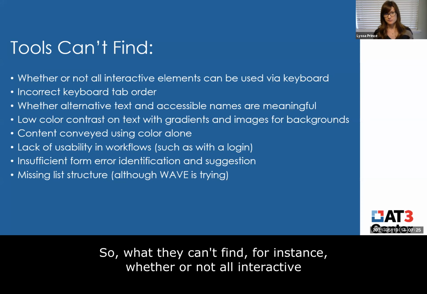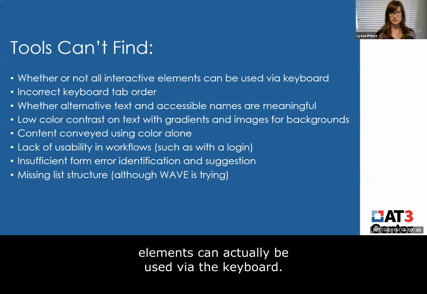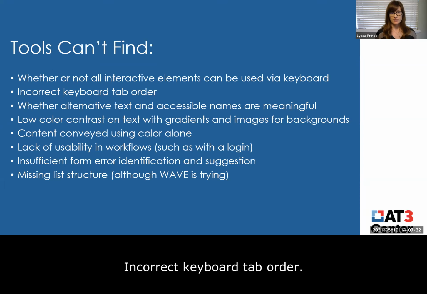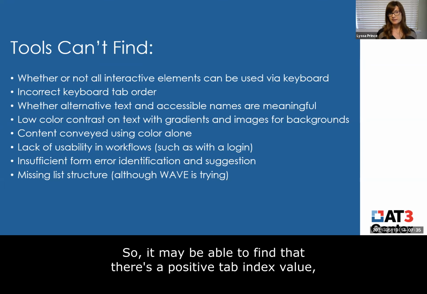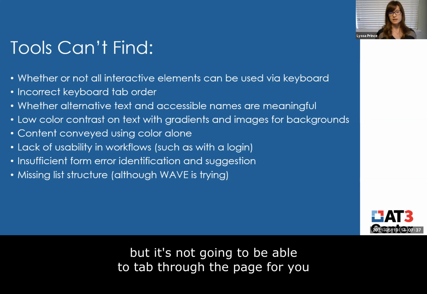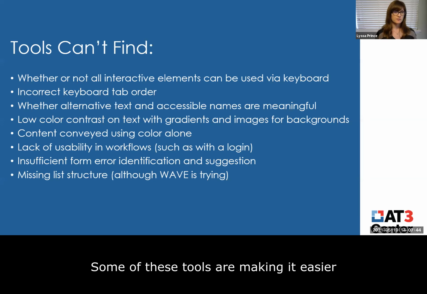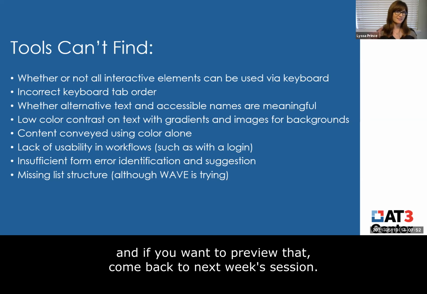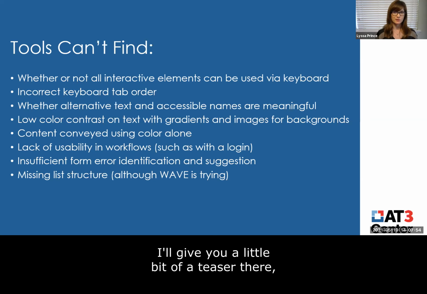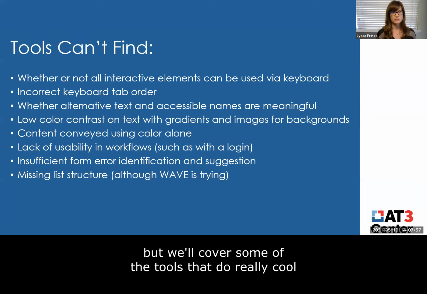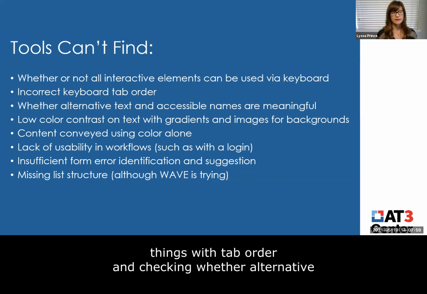So what they can't find, for instance, is whether or not all interactive elements can actually be used via the keyboard. Incorrect keyboard tab order. So it may be able to find that there's a positive tab index value, but it's not going to be able to tab through the page for you and actually show you whether or not that tab order is correct. Some of these tools are making it easier for you to look at the tab order. And if you want a sneak preview of that, come back next week. I'll give you a little bit of a teaser there, but we'll cover some of the tools that do really cool things with tab order and checking that.